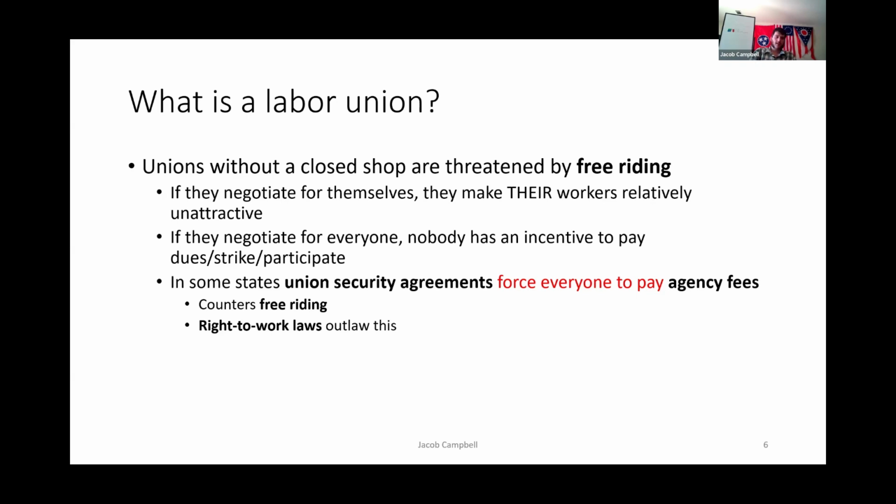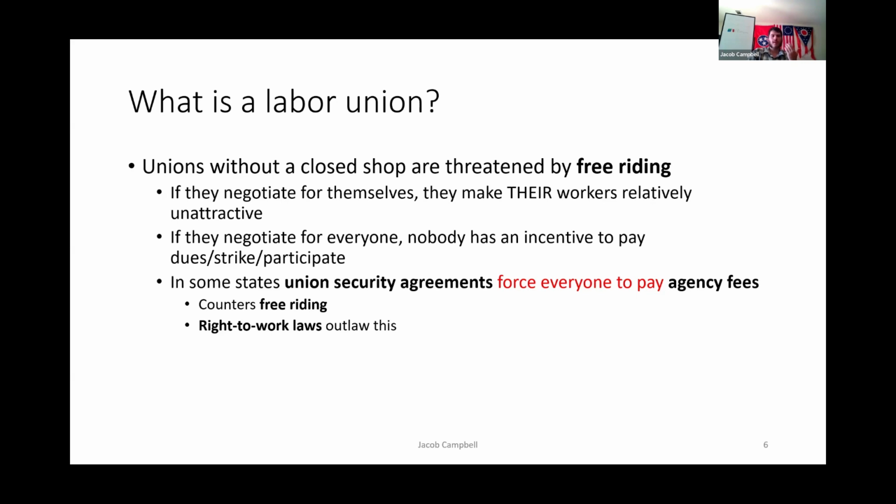But if they negotiate for everyone, nobody has an incentive to pay dues or to strike or to participate. The collective bargaining is essentially a public good. In order for it to be effective, it has to be provided to everyone, which makes it non-excludable. Sorry. No, yeah, that's right. It makes it non-excludable. But at the same time, it's also non-rivalrous.